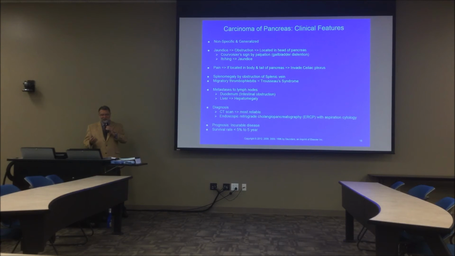There can be some metastases to lymph nodes, and depending on where those lymph nodes are, most likely near the duodenum or the liver, they're going to give some sort of signs or situations such as obstruction of the gut. For diagnosis, it's important to follow with a CT scan or ERCP, and to have some cytology by aspiration to look into the lab and pathology and finally make a diagnosis. Like I said, prognosis is typically an incurable disease. Survival rate is typically less than 5% at 5 years.